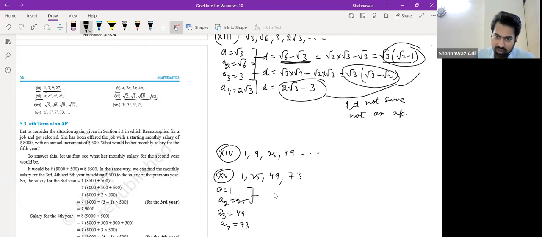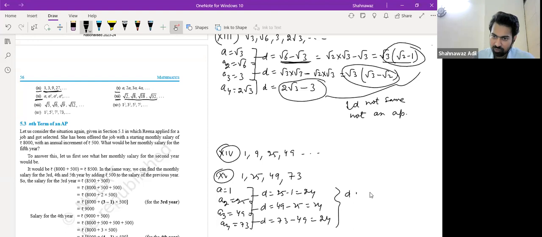So this is D is 25 minus 1, 24, and this is 49 minus 25, so this is 24, and this is 73 minus 49. So this is 24, right? So this one is AP. But this one is not. We can see from here that this is 8, this is 7, this is how much? 16, and this is 24. So this one is not AP.